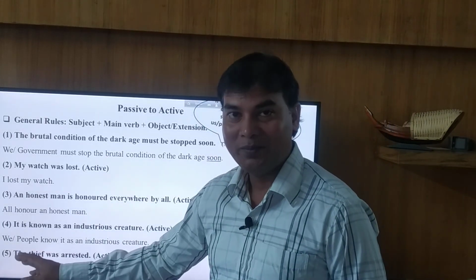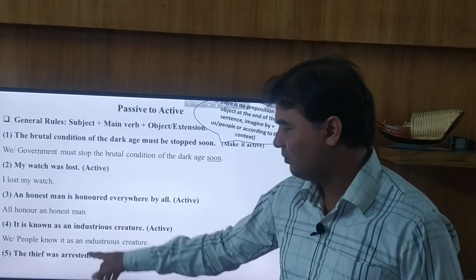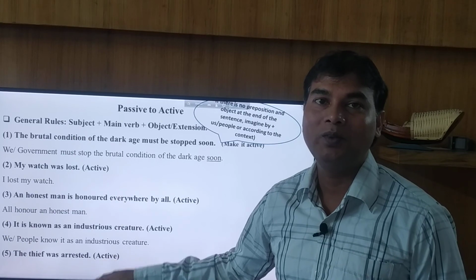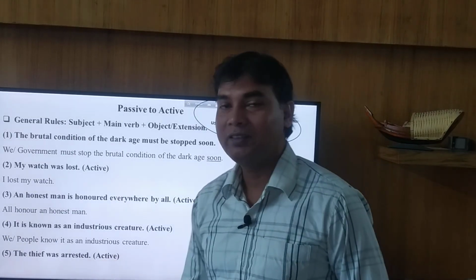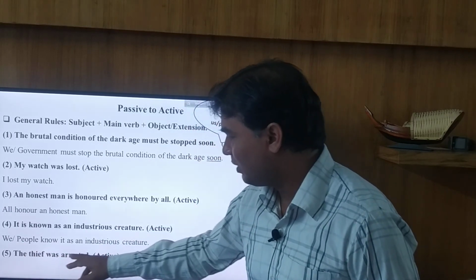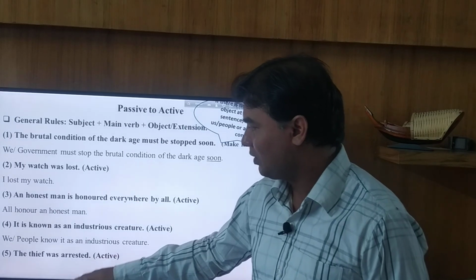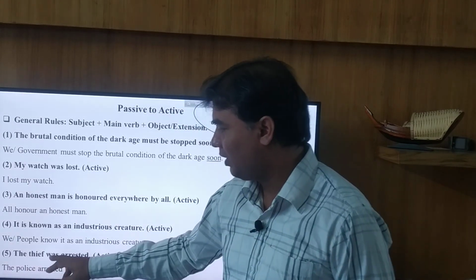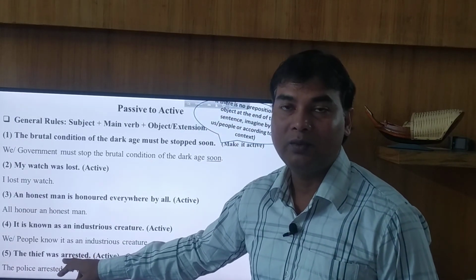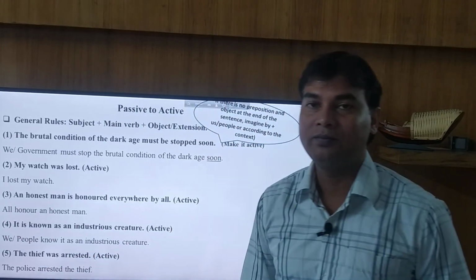Now this is very important also. The thief was arrested by who? Whose duty is to arrest the thief? Police. So imagine, the thief was arrested by the police. So the subject would be the police, and then you see was, that means it was in past tense, arrested. The police arrested the thief.